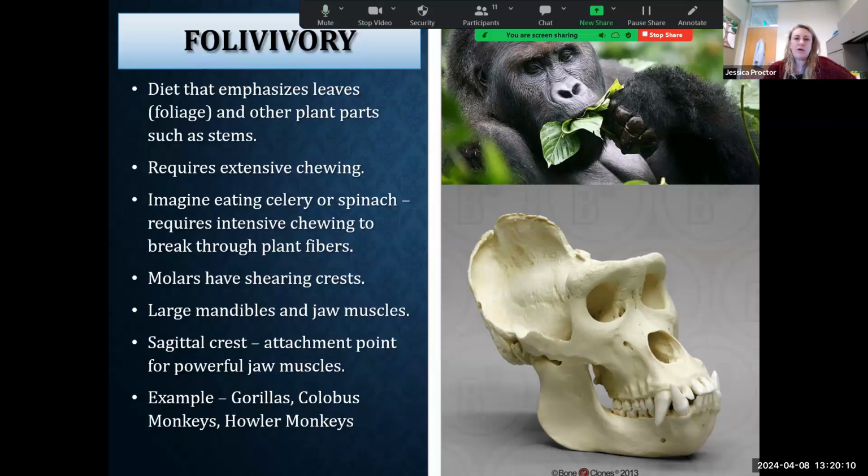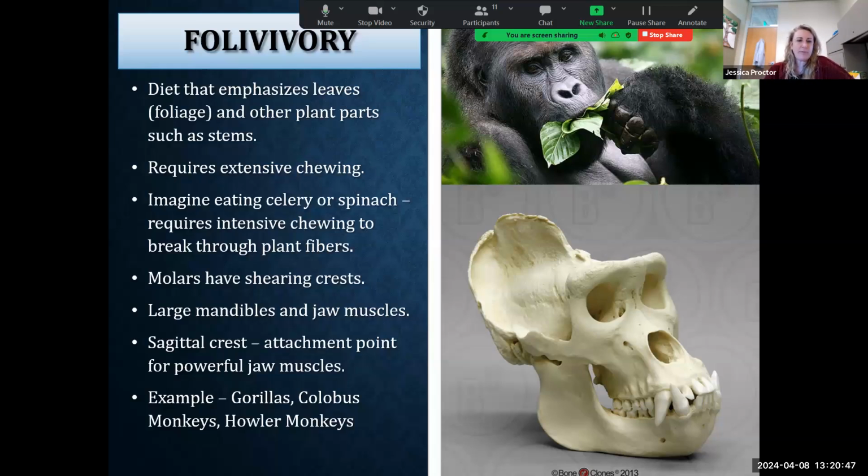Generally, massive jaws, massive dentition, and a sagittal crest mean a diet of rough, tough food items. So folivores tend to have large molars with shearing crests, large, robust mandibles and jaw muscles, and the sagittal crest, the bony mohawk running down the center. Examples of primates that practice predominantly folivory would be, of course, gorillas, colobus monkeys, and howler monkeys.